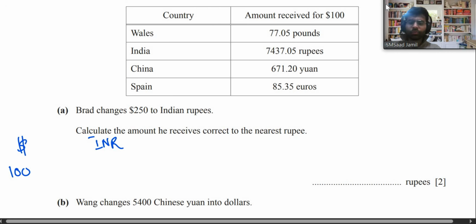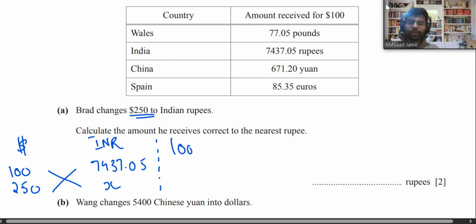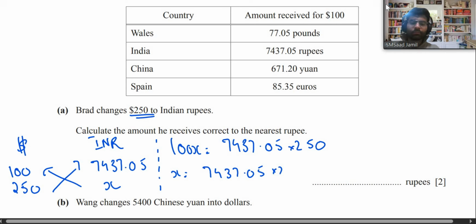is equivalent to 7437.05 Indian rupees. But we want to change $250, so we will write 250 here, and the value of Indian rupees we do not know, so we will just write X. Now we will do cross multiplication. So this means 100x is equals to 7437.05 multiplied by 250 because we cross multiplied. X is equals to 7437.05 multiplied by 250, divide the whole thing by 100.